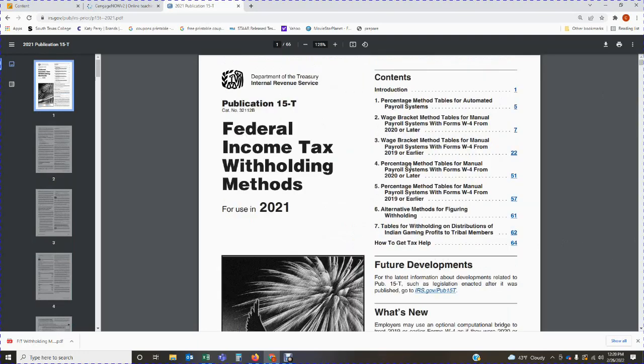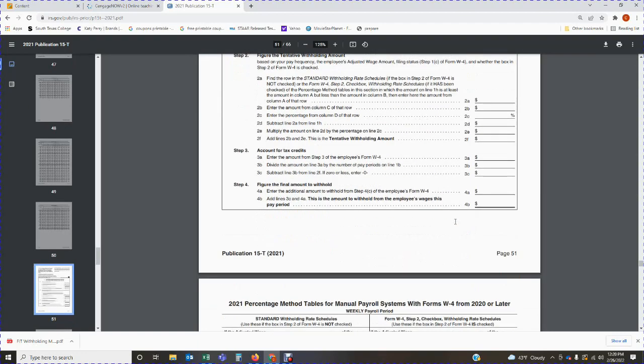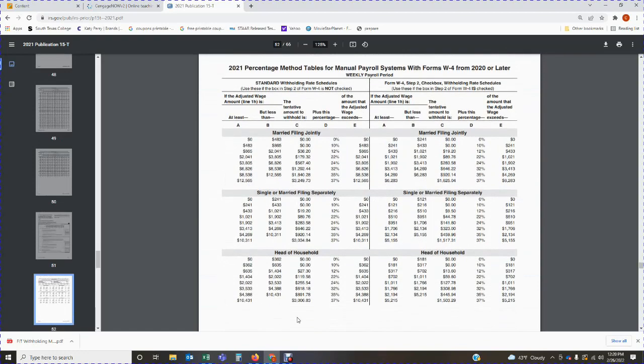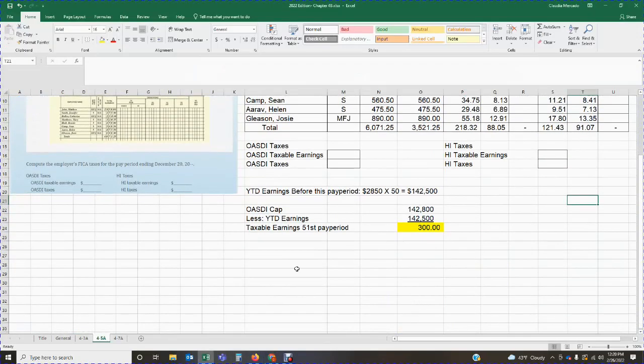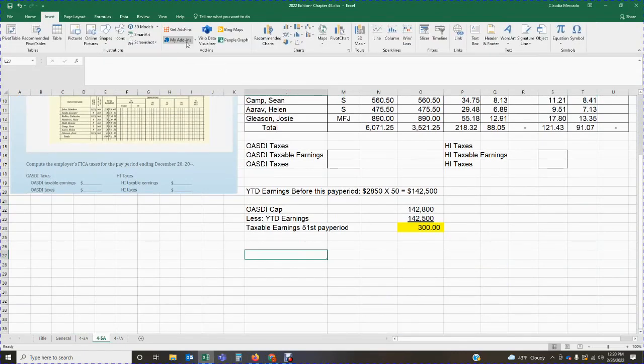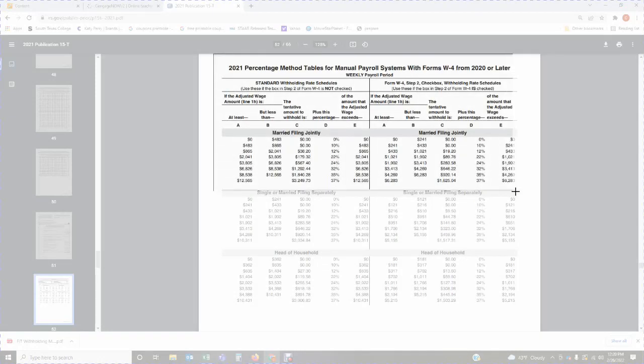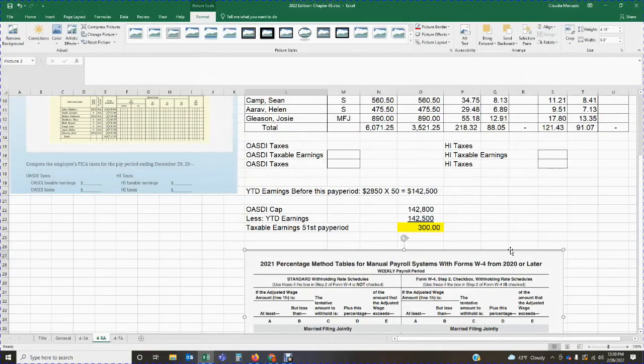So let me go up here and locate the percentage table, and let's do that for this particular employee. We're going to be using the weekly table. So let me go ahead and transfer that over here, that way we have the information. And this employee is married filing joint, so I'm just going to copy the top part. That's all I need. Married filing joint.